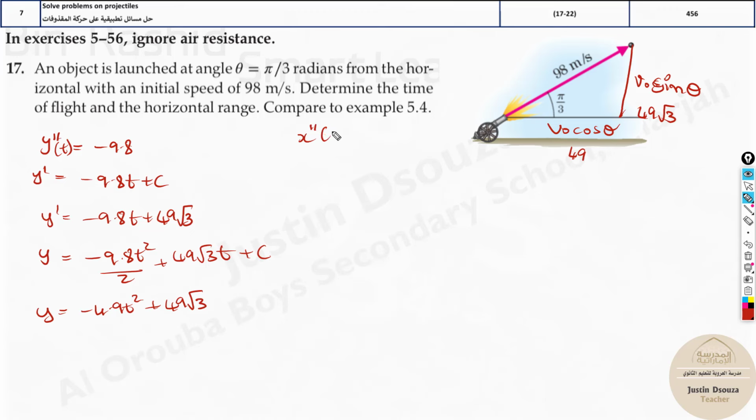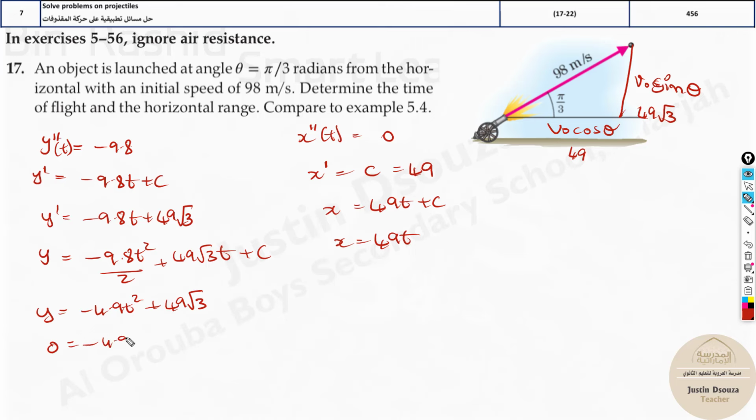X double dash of t, basically acceleration, and the horizontal position is 0. There's nothing. So x dash will be integration of this, that's c. But what is c value? It is just 49. Now what will be the position? Sorry, position is x only. This is not there. So it must be only x. That is 49t plus c. And what is c over here? There's nothing given. So x is equal to 49t is the answer. Now here, let us equate this to 0 and solve it up.